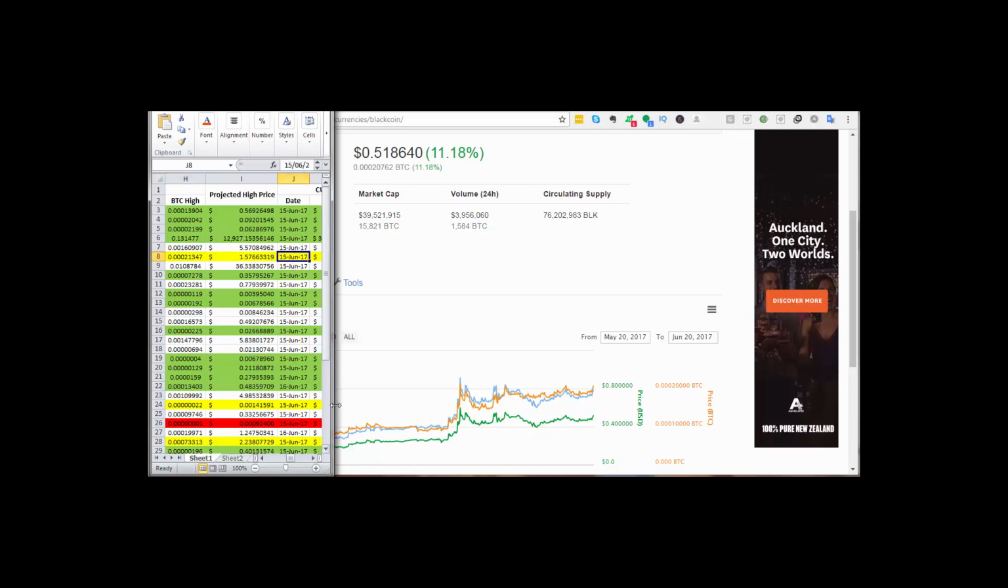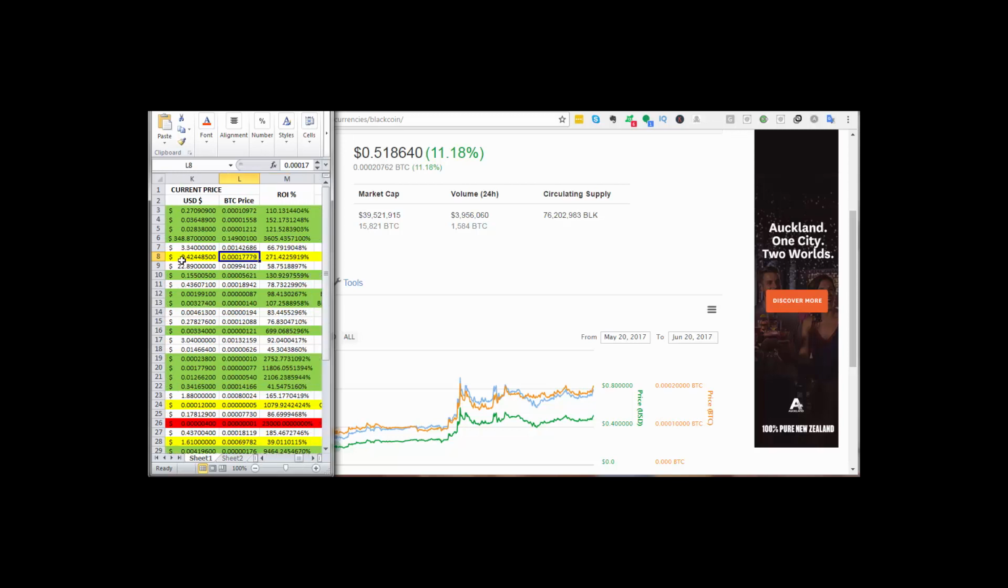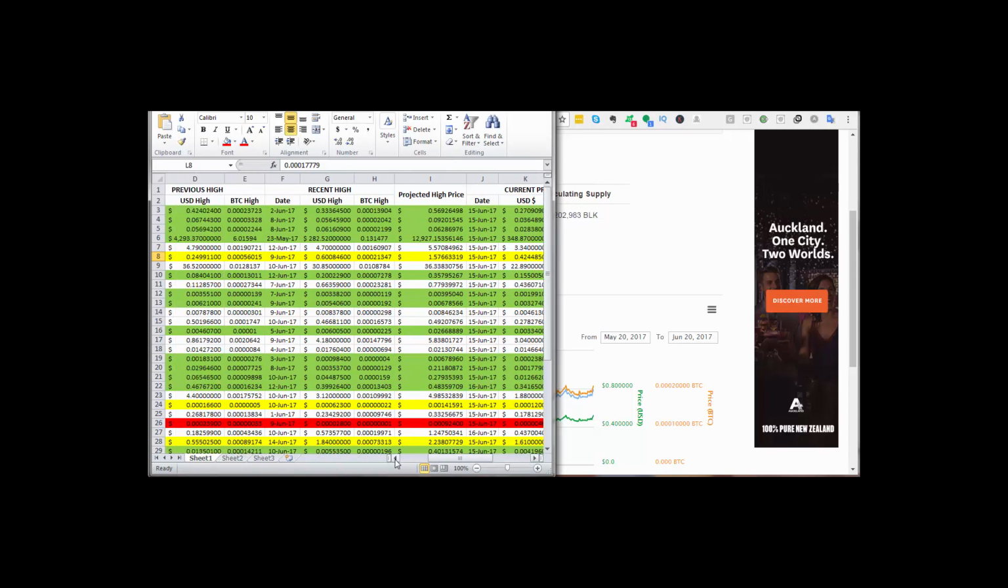At that point, when I did this spreadsheet, was the 15th of June. It was, like I said, 42 cents, and that was the BTC price. From that, the ROI is showing me that if I had got in that day, it would be 271% if it hit the $1.57 high price. That projected high price is based on the entries I entered here, which are the recent high and the previous high in US dollars and BTC.